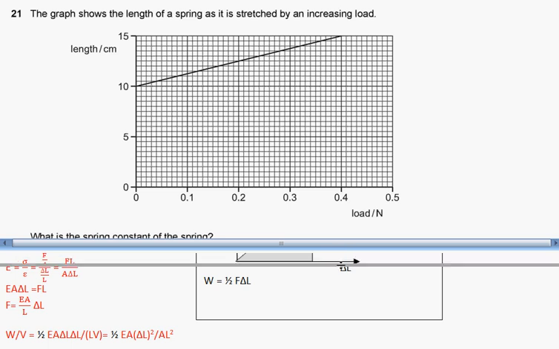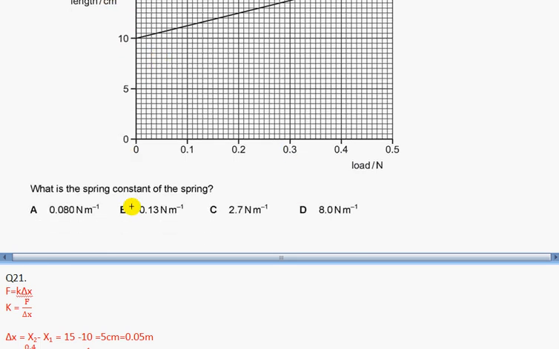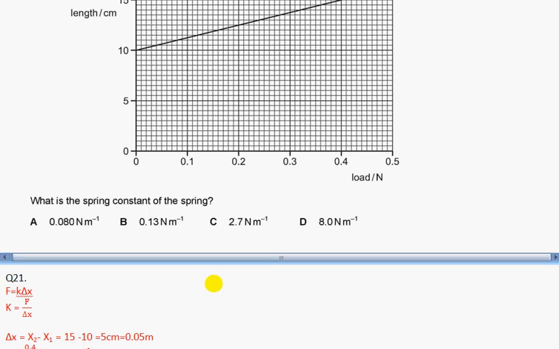Next question. The graph shows the length of spring as it's stretched by an increasing load. What is the spring constant of the spring? Spring constant will be extension divided by force. Extension is difference between 15 and 10. So under force 0.4 it was extended by 5 centimeters. Centimeters should be changed into meters because answers are given in meters.